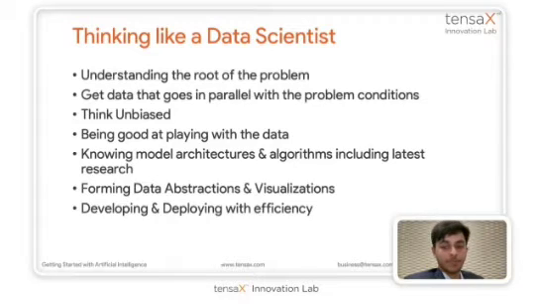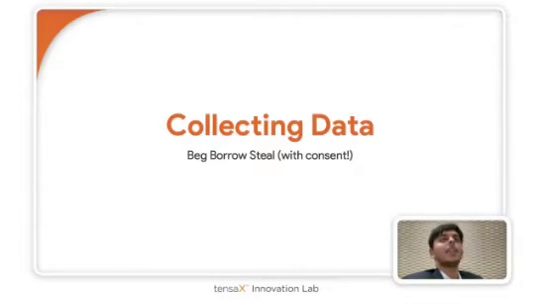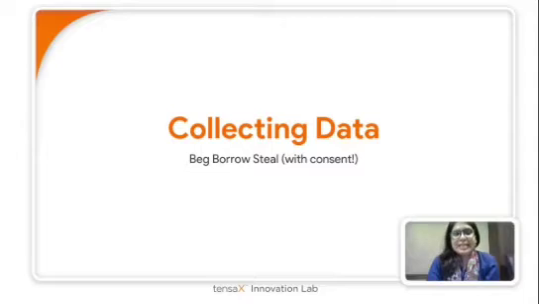So when starting with any particular machine learning model, before building it, we have to work on the data. First, we have to collect the data. And the strategy we say is, well, beg, borrow, steal, obviously with consent. Absolutely. So collecting data is very important, right? Nothing will work if we don't have enough data.